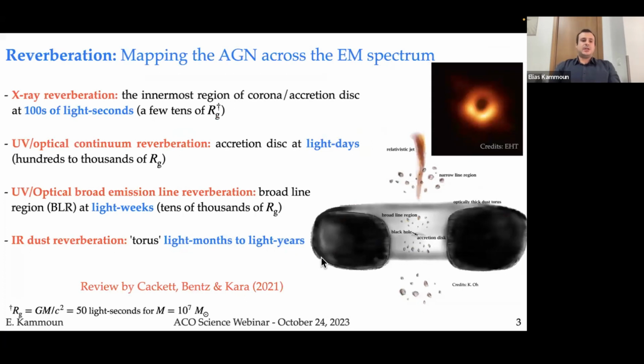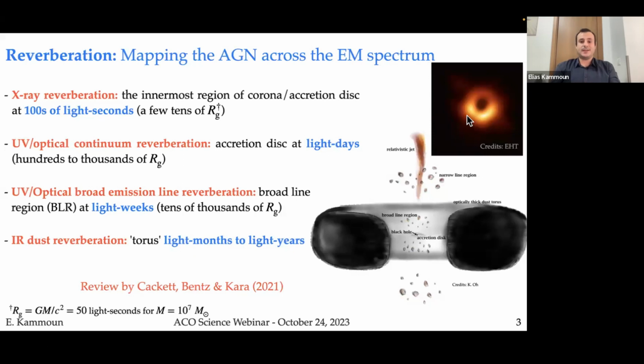I'll be talking about reverberation, so just to introduce it slightly. Recently we know that we can take pictures of black holes with the Event Horizon Telescope, but this is quite hard to do. So far we've done only 2 black holes, and it's time consuming and very expensive, and it's not easy to extrapolate this technique to all black holes and to resolve that much.